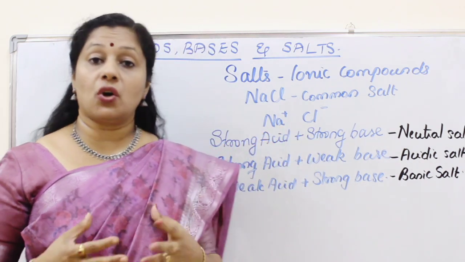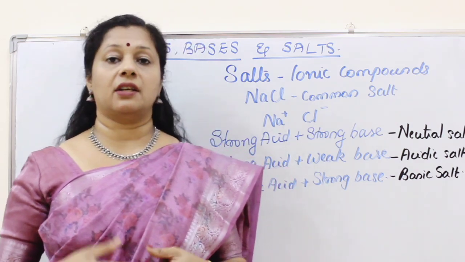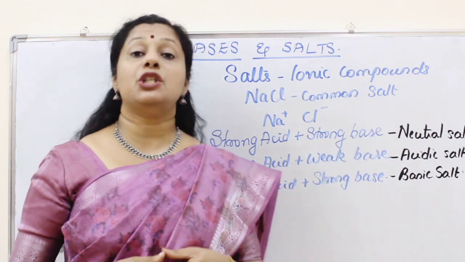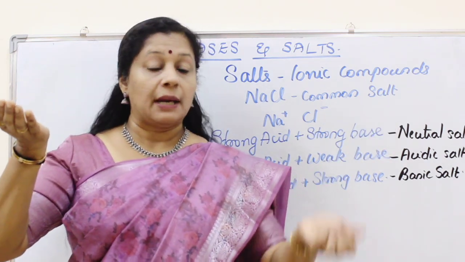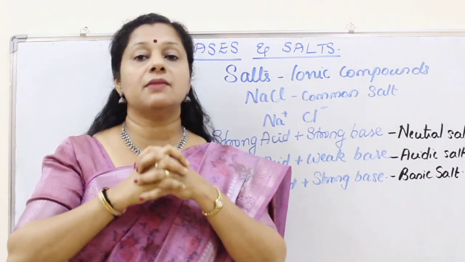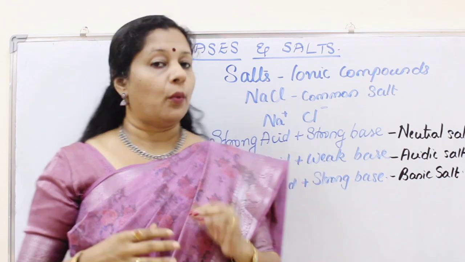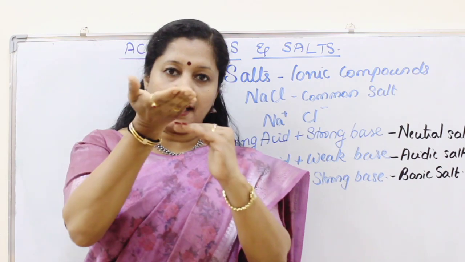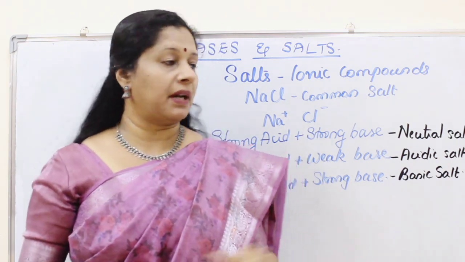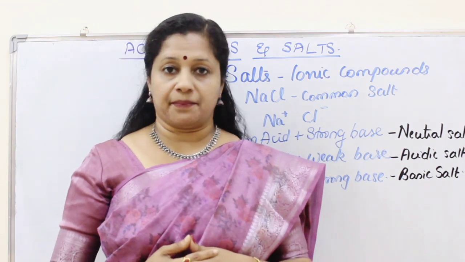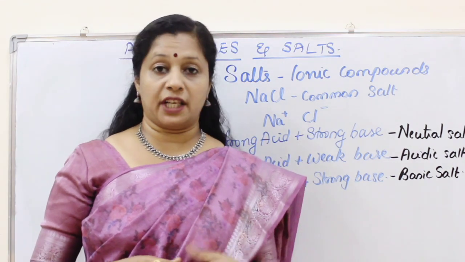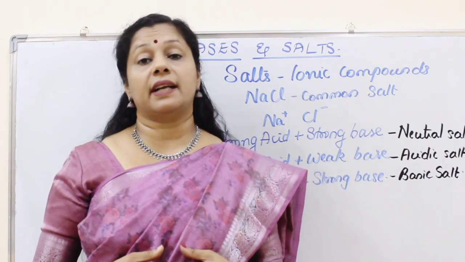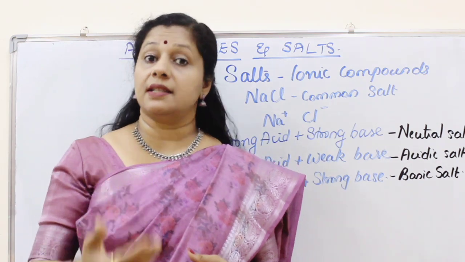Suppose we are combining a strong acid like sulfuric acid or hydrochloric acid or nitric acid with a strong base like sodium hydroxide or potassium hydroxide, we get a neutral salt. Because acid is very strong, base is also very strong. When they come together, it becomes neutral. Both neutralize their effects. Whereas in the second case, acid is very strong but base is a little weak. So when they combine, who is having the upper hand? Acid is having the upper hand. So the salt will be acidic in nature. For example, if you take hydrochloric acid, which is very strong, and you take ammonium hydroxide, which is a weak base, the salt we are getting is ammonium chloride, which is an acidic salt.